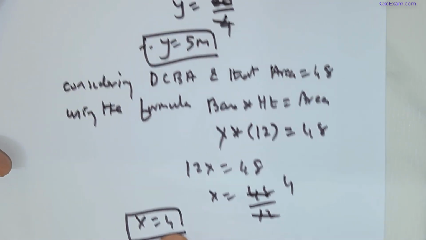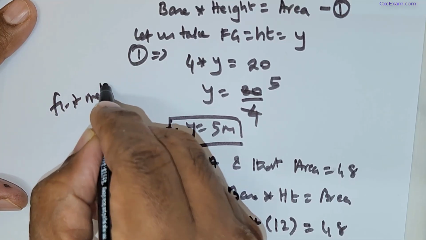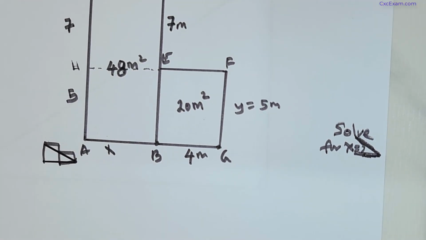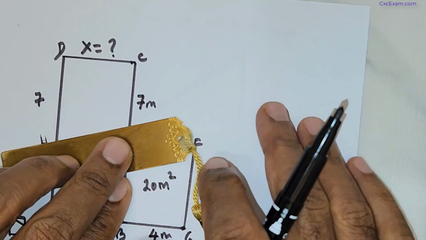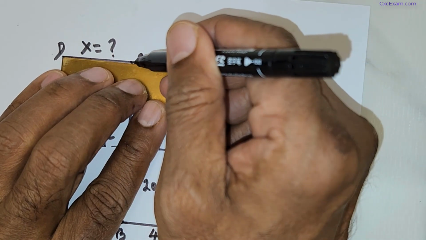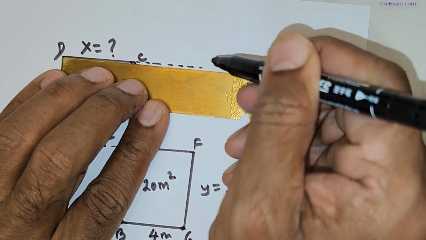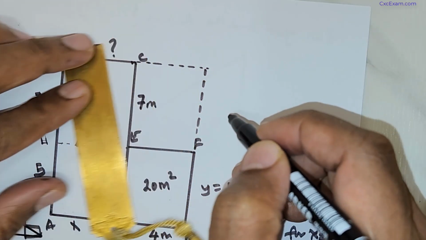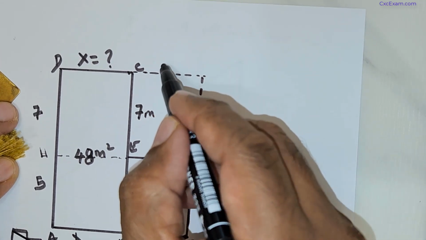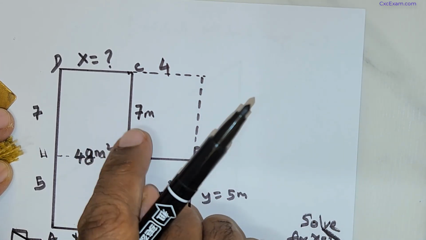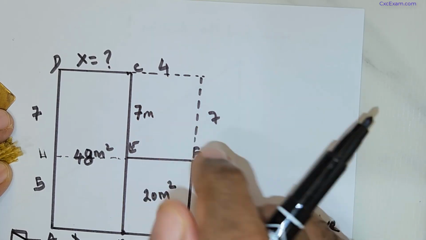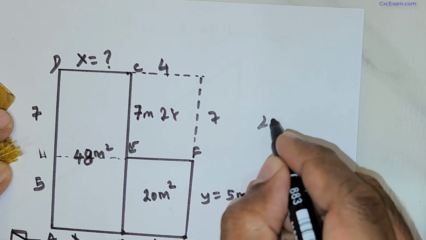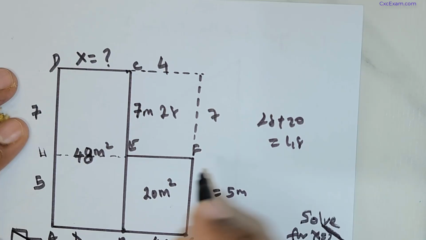Now this is the first method, right? You can also solve this in a simpler fashion. How? By completing the figure. Just extend this line and complete this figure. So clearly this is going to be reflected here, so 4 meters. This is going to be reflected here, 7. 7 times 4 is what? Base into height is going to be 28. Now 28 added with 20 is 48.